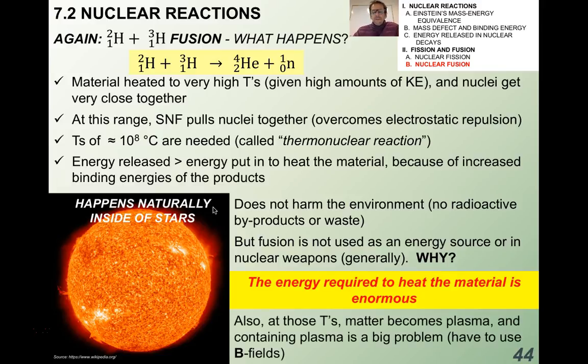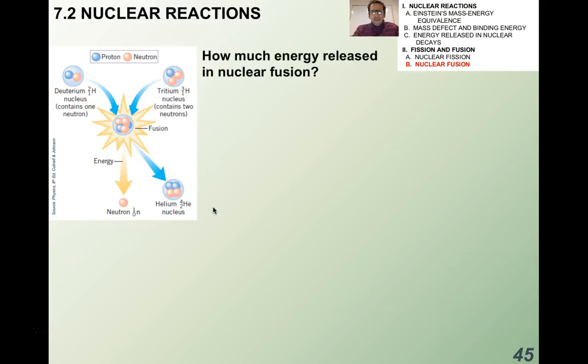Also, at those temperatures, matter becomes plasma, and it becomes really hard to contain it. You have to use magnetic fields to contain the plasma. It becomes very expensive and very complicated to actually contain that plasma on a commercial level to create nuclear energy in this manner.